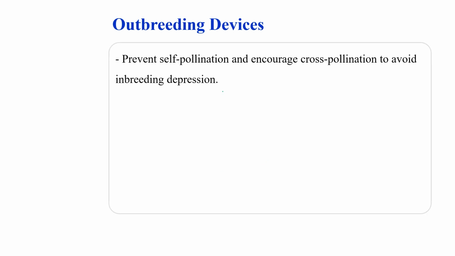Now let's discuss some outbreeding devices. These outbreeding devices prevent self-pollination and encourage cross-pollination to avoid inbreeding depression. If self-pollination or self-fertilization occurs continuously, then after 4 or 5 generations inbreeding depression comes, in which recessive characters show up, and it will reduce the vigor and prominent properties of that plant, or in animals also, right? So to avoid inbreeding depression, self-pollination must be prevented, and for this, to encourage cross-pollination, some kind of outbreeding devices are used.